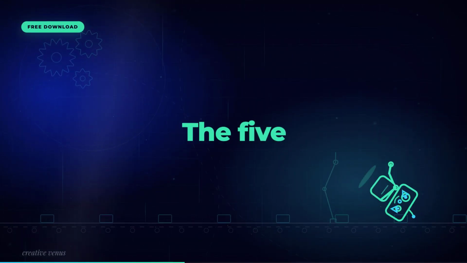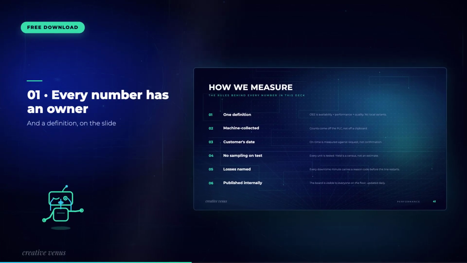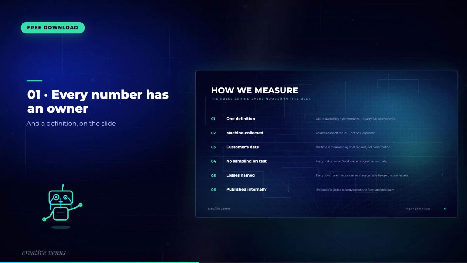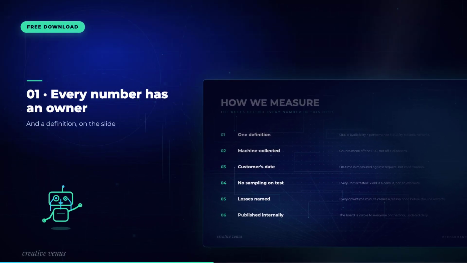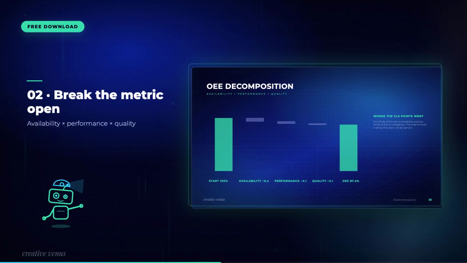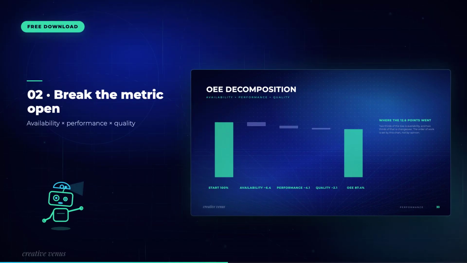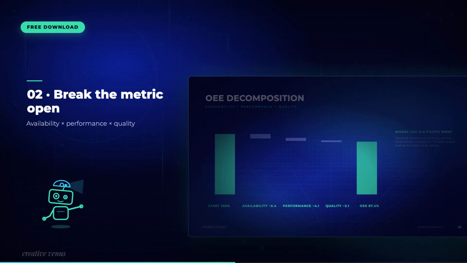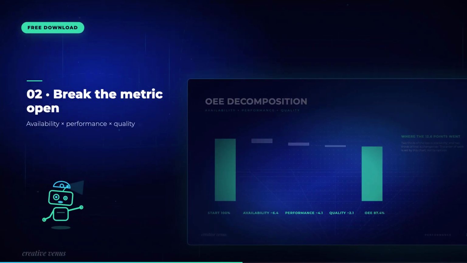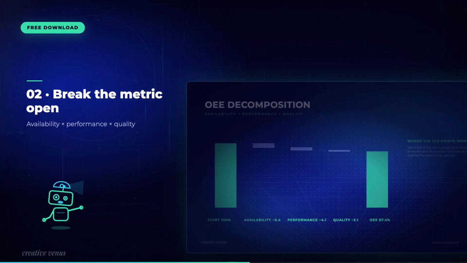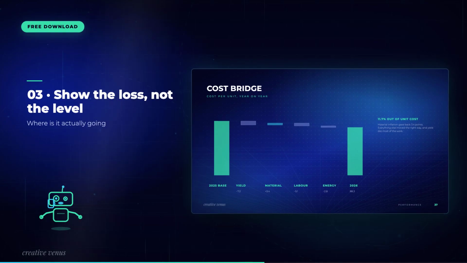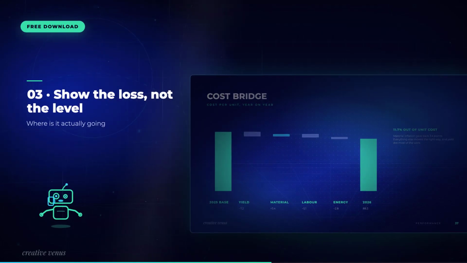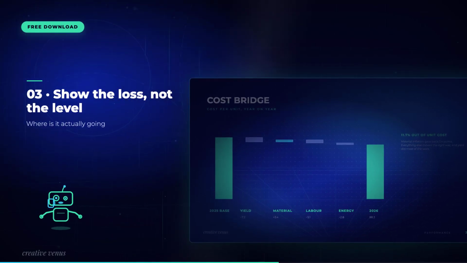Right, the 5. First one. Every number on a slide has an owner and a definition, right there on it, not buried in an appendix at the back. Second, break your metrics open. If you put up one OEE number, somebody's going to argue with it. Split it into availability, performance, and quality, and there's nothing left to argue about. Third, show where you're losing it, not just where you are. A level on its own doesn't tell anyone what to do on Monday morning.